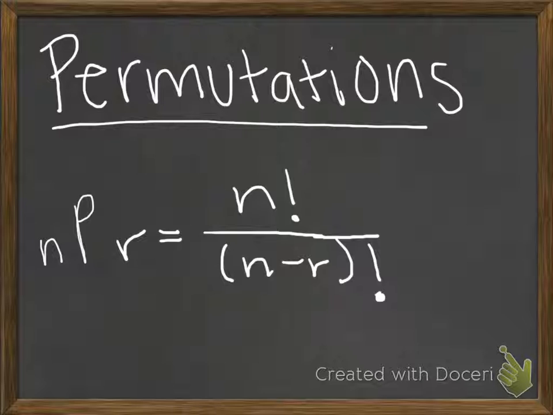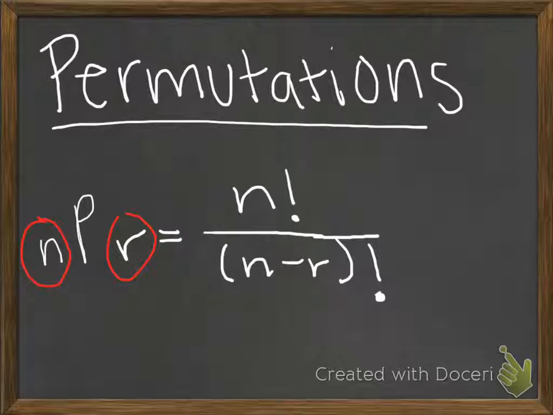Alright, let's get started. On our first slide here I have the formula for permutations. N stands for the total number of items you have in your set. P stands for permutations. And R is the number of items you are selecting out of your full set. It is equal to n factorial over n minus r factorial.